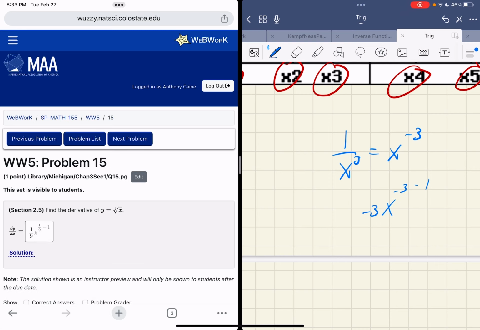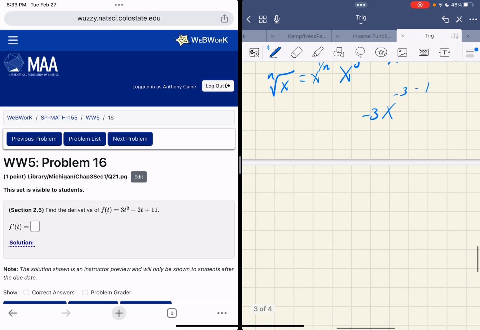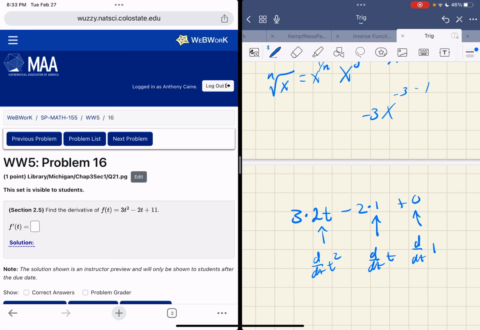Next problem. Again, here's just the power rule, and it just requires knowing that the nth root of x is x to the 1 over n. Okay? All right, and then this one would distribute. We'll do that really quickly. So it's going to be 3 times the derivative of t squared minus 2. I could write times 1 because that is the derivative of t, and then plus 0 because 0 is the derivative of 11.